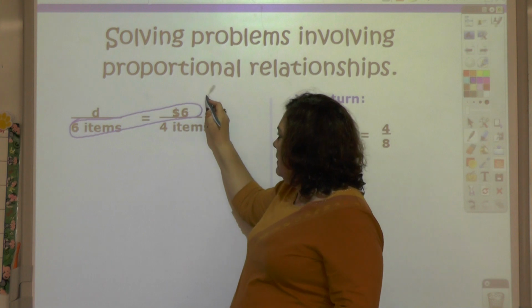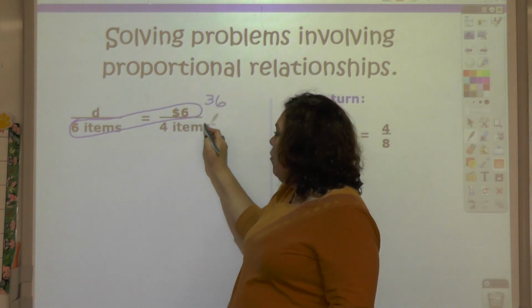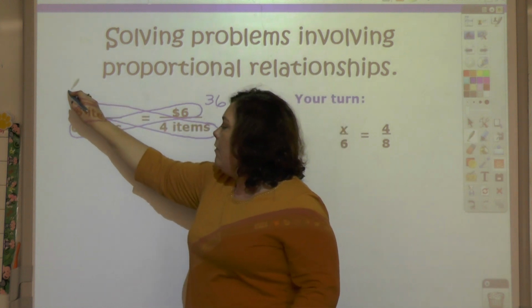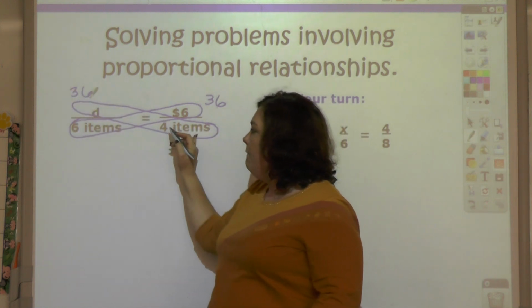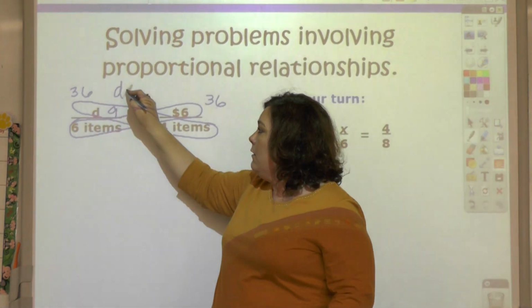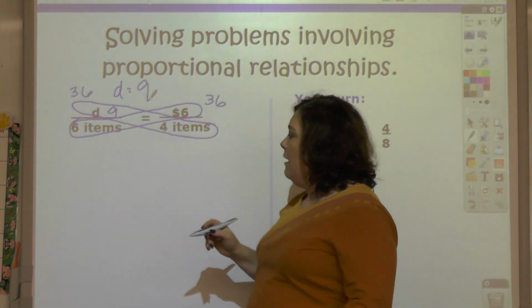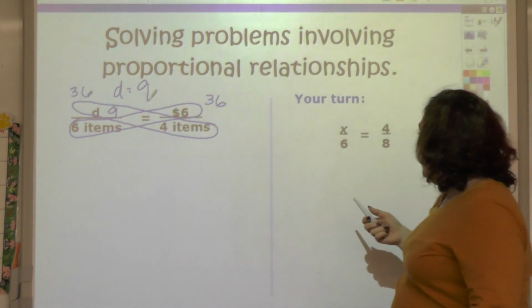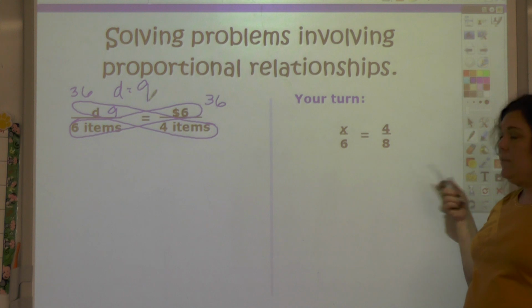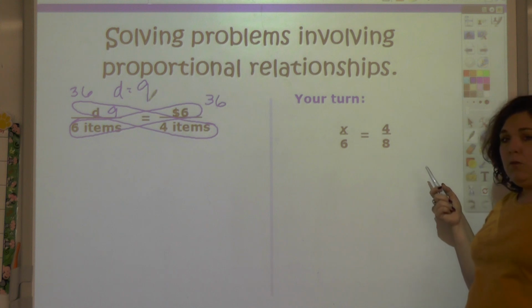6 times 6 is 36. So 4 times something has to equal 36. Well, 4 times 9. So this would be 9. So D would be 9. And that's how you do it every time. So look at this one and use the cross product to solve it and get a little practice.